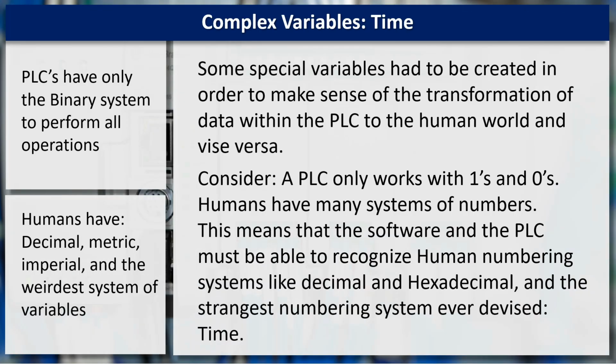Some special variables had to be created in order to make sense of the transformation of data within the PLC to the human world and vice versa. Consider a PLC only works with ones and zeros. Humans have many systems of numbers. This means that the software and the PLC must be able to recognize human numbering systems like decimal and hexadecimal in the strangest numbering system ever devised: time.